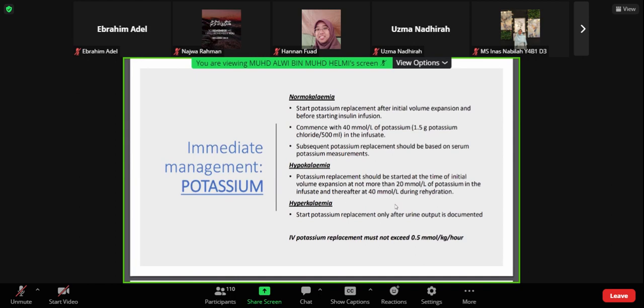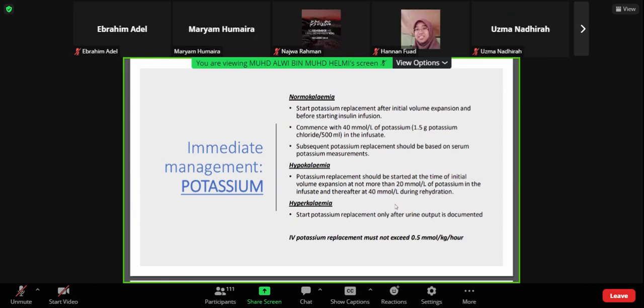You remember, for OSCE, definitely this can come out. For example, we can ask you, what is the initial treatment? So definitely the initial treatment in DKA is fluid, followed by potassium, provided the potassium is normal. If the initial potassium is low, then you have to give potassium together with the initial fluid. If the potassium is high, start potassium after the urine output is documented. So you can delay the potassium until later.